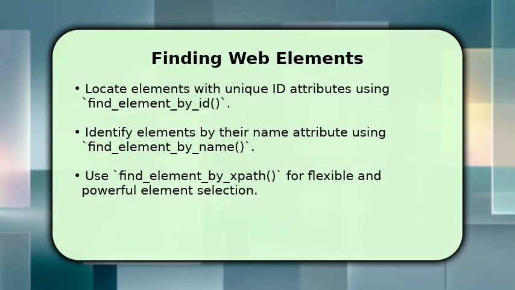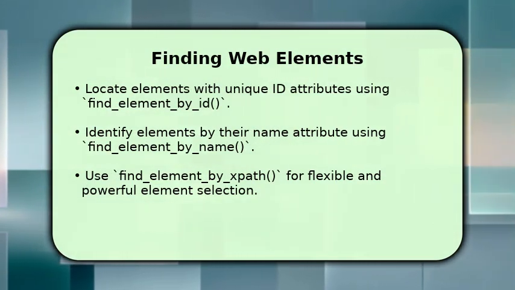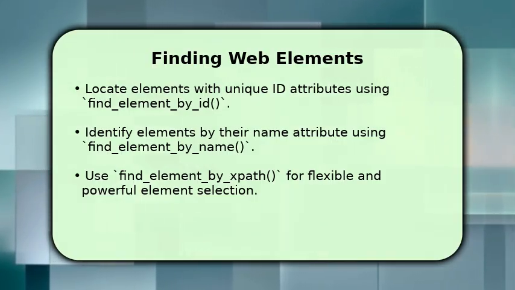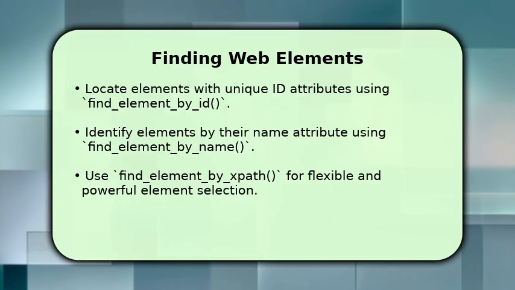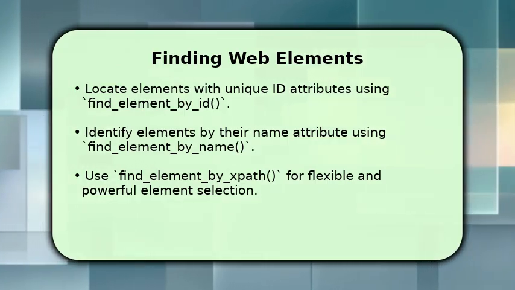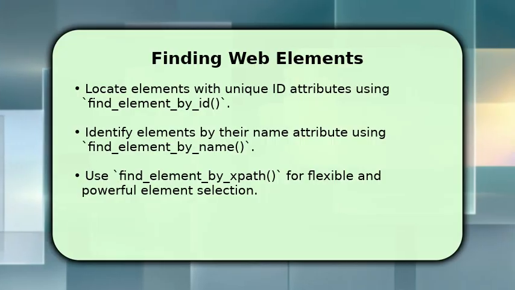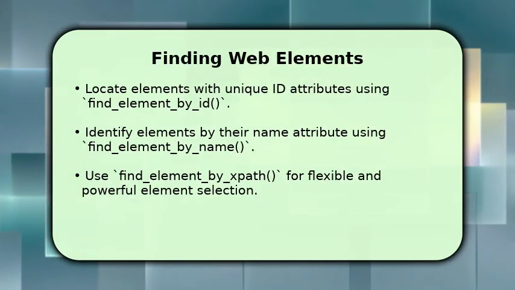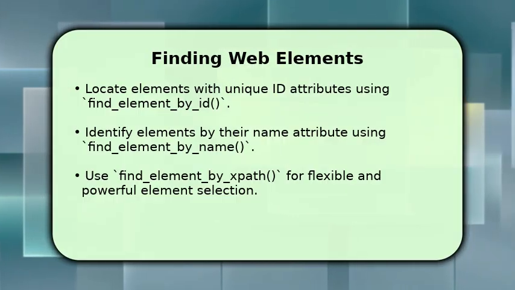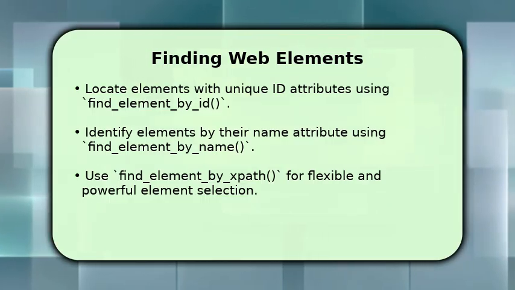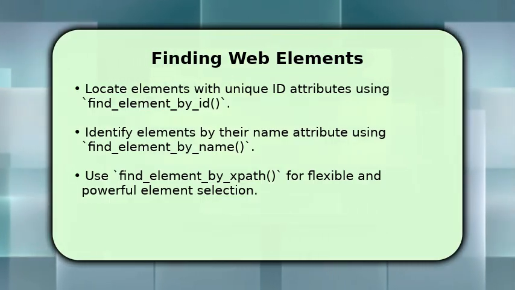Finding elements on a web page is crucial for automation. You can locate elements by their unique ID using find_element by ID. For elements with a name attribute, find_element by Name is effective. For more complex selections, find_element by XPath offers great flexibility. Once an element is found, you can interact with it. For instance, use send_keys to type text or click to simulate a button press.